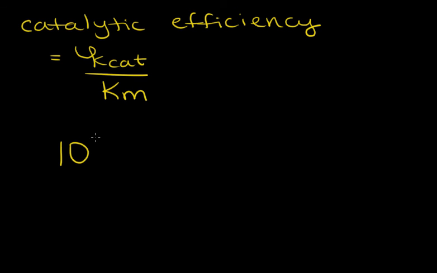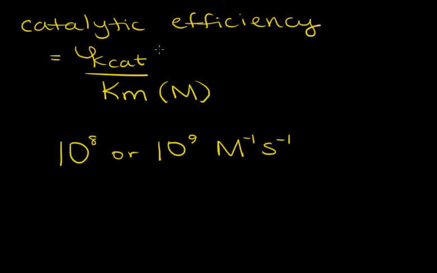10 to the 8th or 10 to the 9th. This means that your enzyme is actually limited by diffusion. So how quickly the substrate can diffuse through the liquid to get into the active site, it can turn it out and make a product. Okay. Units here are typically molar to the -1, seconds to the -1, because the units for Km are molar, units for kcat are seconds to the -1. Molar to the -1, seconds to the -1.